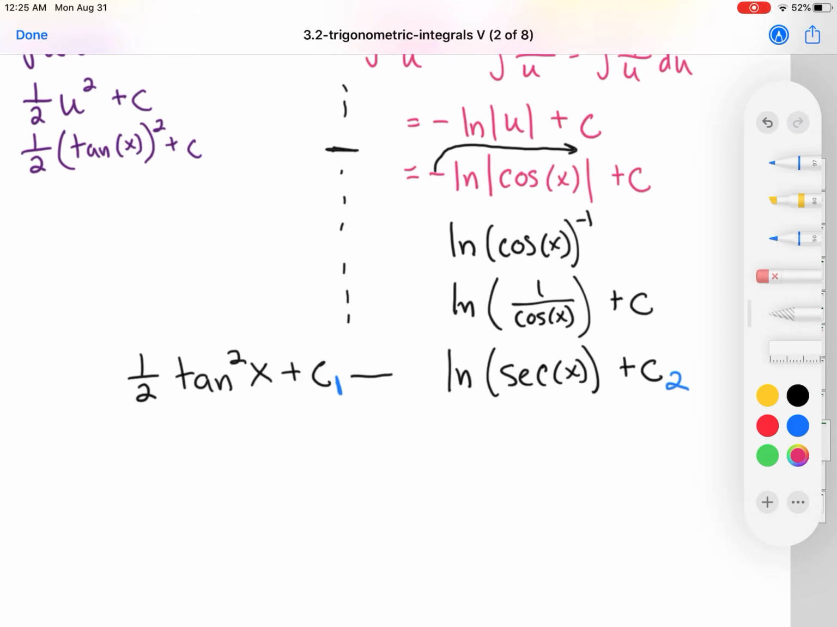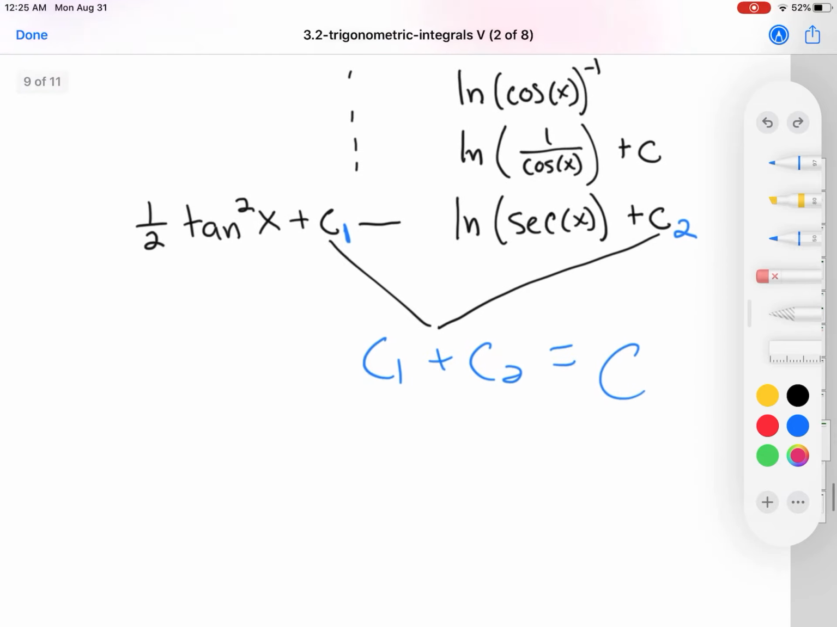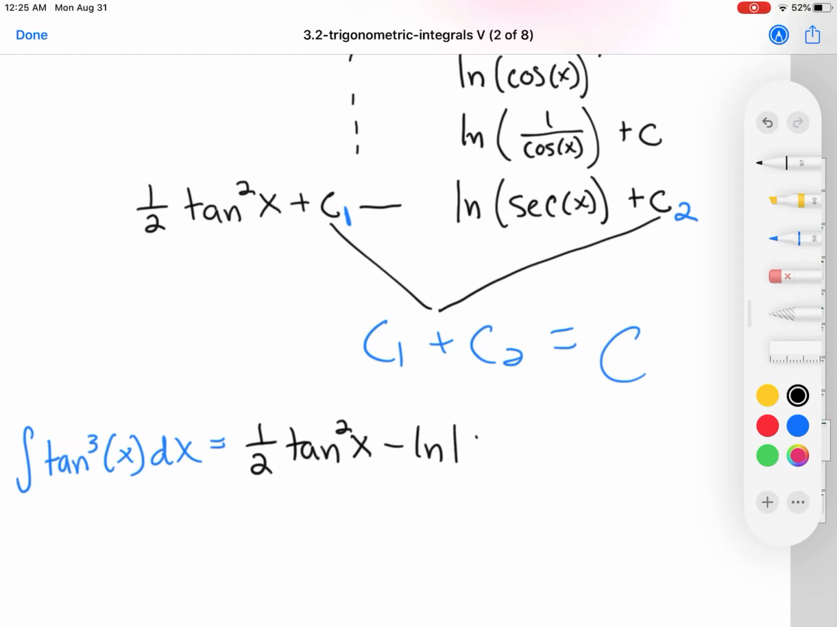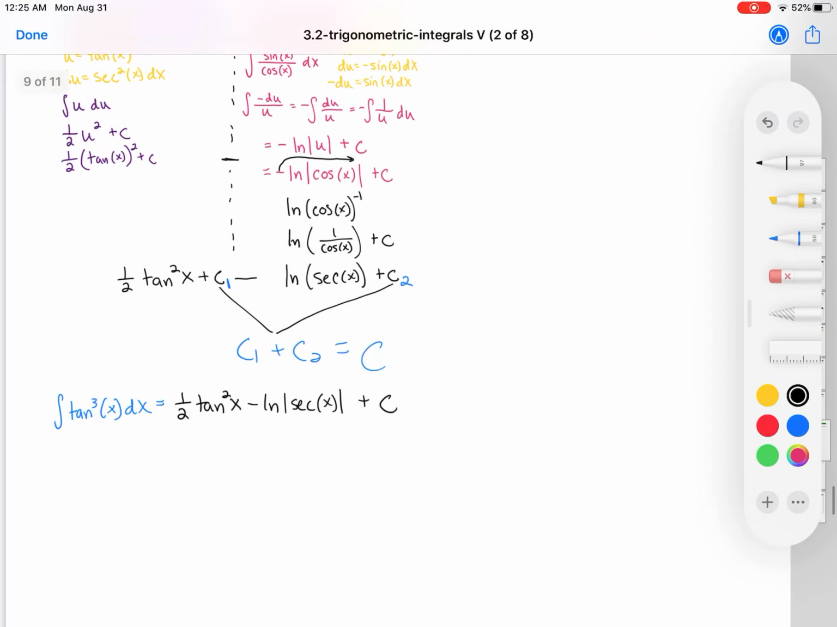So in that case, I'm going to erase all of this stuff. Actually, let me just keep it. Let's go ahead and go down here and copy everything. So my final answer: what was my original integral? My original integral was the integral of tangent cubed x dx. The answer to that is the following. It's going to be 1/2 tangent squared x minus ln of secant x plus a big old C. And that is it. That's our answer.